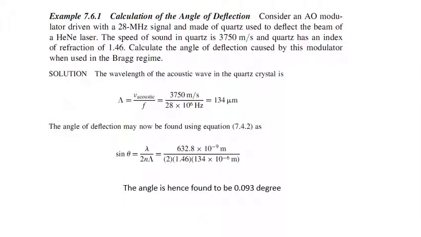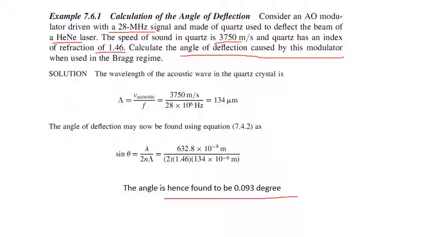This is the problem. The example is in your book, and in this example you have to calculate the angle of deflection. To find the angle of deflection after the light passes through the crystal, some things are given: the frequency is 28 megahertz, the incident ray of light is a helium neon laser, the speed of sound in quartz is 3750 meters per second, and this quartz has a refractive index of 1.46. Calculate the angle of deflection caused by this modulator.